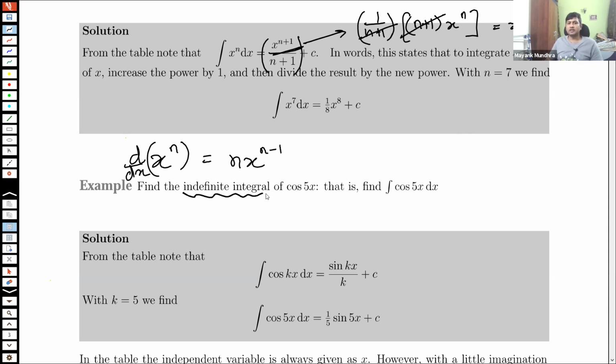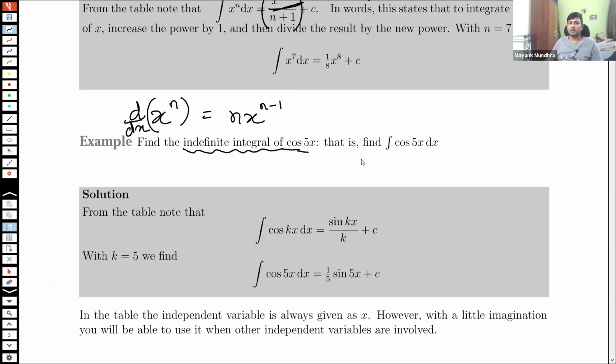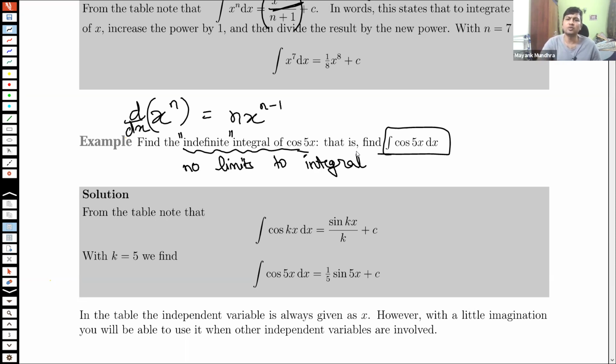So next example, find the indefinite integral of cos of pi x. I want to integrate cos of pi x dx with respect to x. The word indefinite means that there are no limits to the integral. What limits to an integral are is something we'll come to know in a bit. So when we do not have any limit, we call it indefinite.